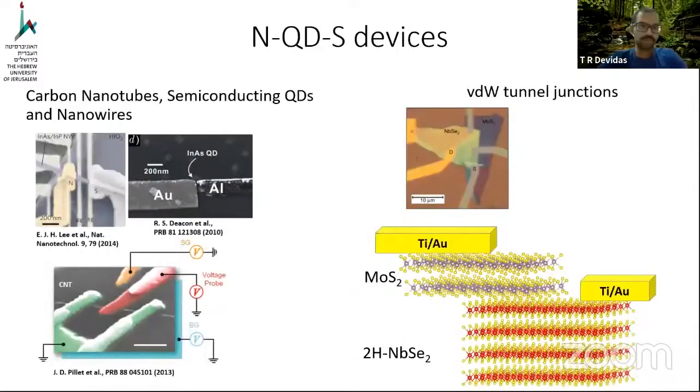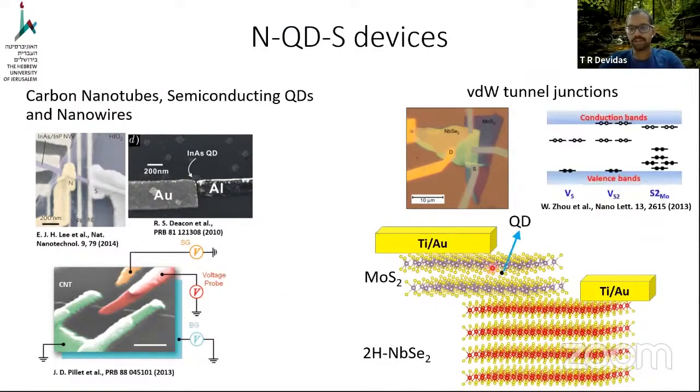Traditionally, NQDS devices were built in systems such as carbon nanotubes and semiconducting quantum dots and nanowires. In our lab, we emulate the NQDS system using van der Waals tunnel devices. And the quantum dot is associated with a defect in the semiconducting barrier, which is used as a tunnel barrier. In most of the work in our lab, the superconductor is NbSe2, and here too, the S part will be 2H NbSe2.